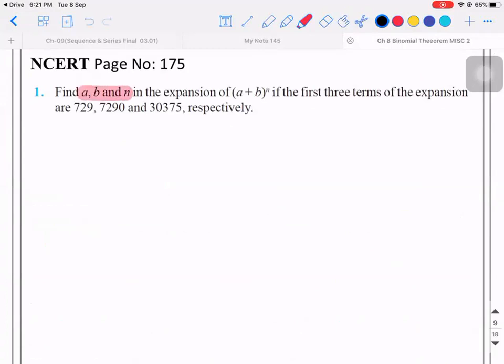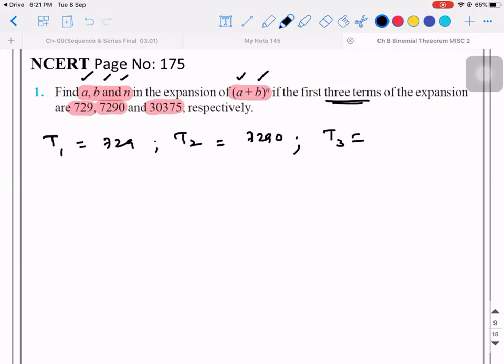Find A, B, and N in the expansion of (A plus B) the whole power N if the first three terms of the expansion are 729, 7290, and 30375 respectively. Okay. Find A, B, and N. So three unknowns, you need three equations. The given expansion is (A plus B) power N. If the first three terms of the expansion, so T1 is 729, T2 is 7290, term 3 is 30375.